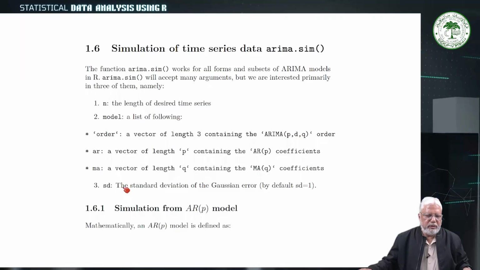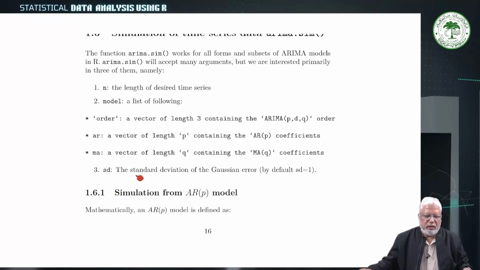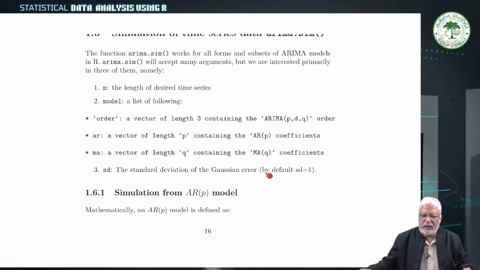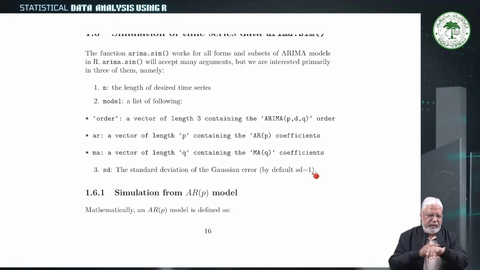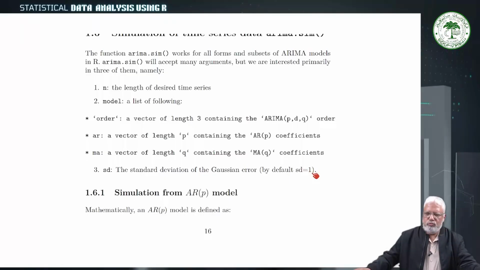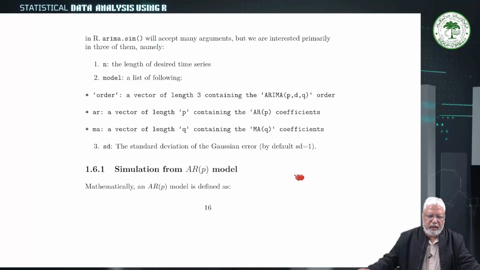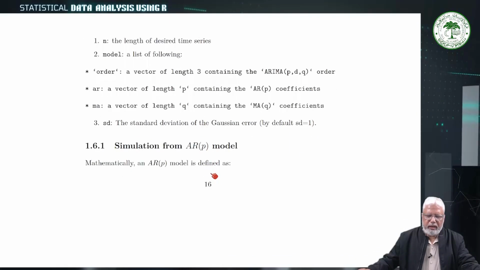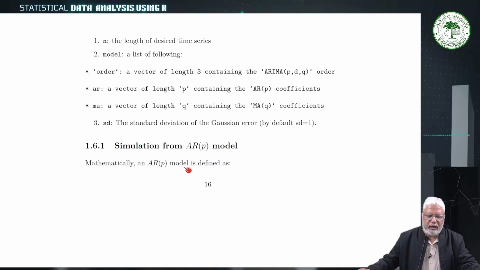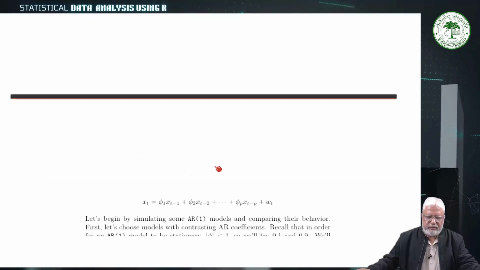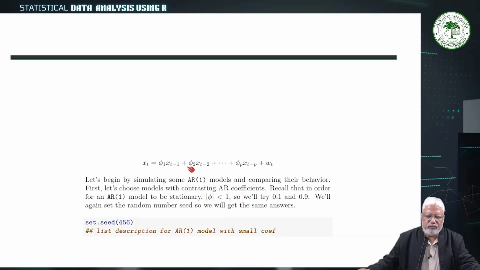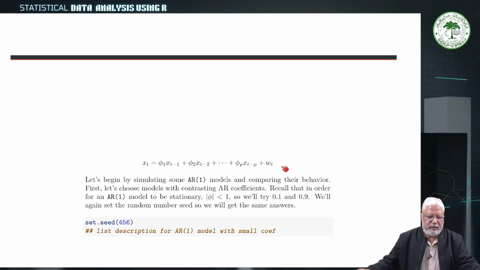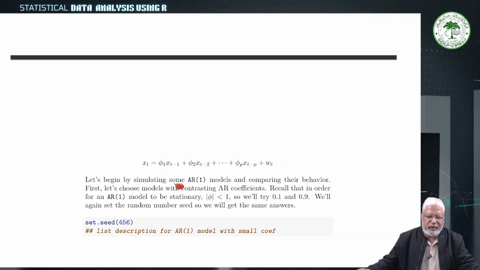And the third argument is sd, the standard deviation of the Gaussian error. By default sd is equal to 1, so if it is not specified, it means sd is equal to 1. Simulation from an AR(p) model: mathematically, the AR(p) model is defined as x_t is equal to phi 1 x_{t-1} plus phi 2 x_{t-2}, etc., plus w_t, where w_t is the white noise.